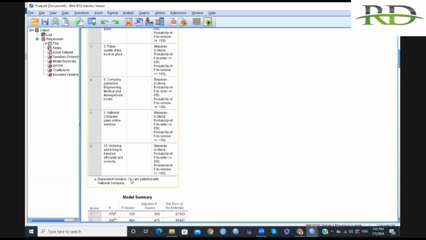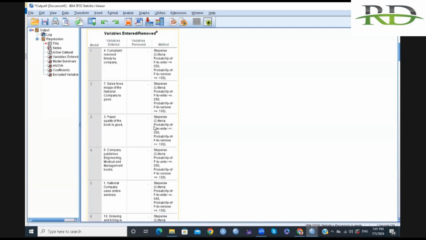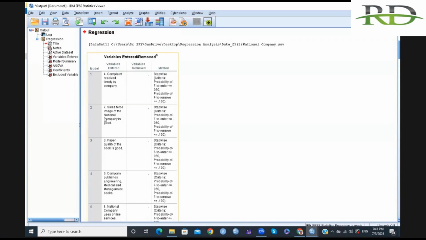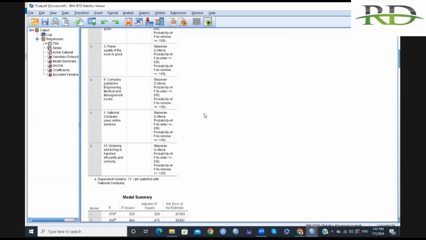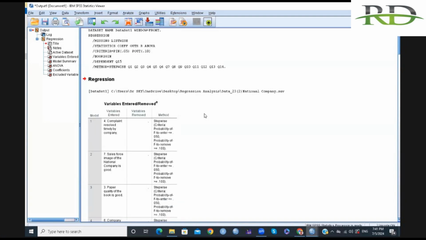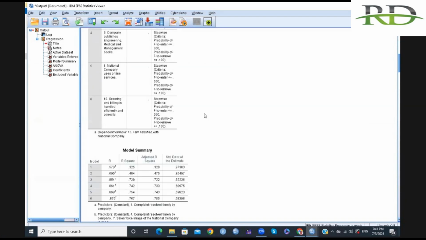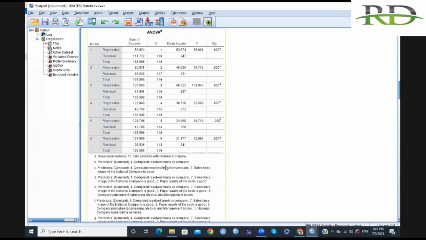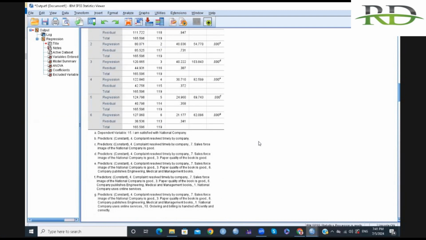So the dependent variable is 15, I am satisfied with the national company, and these are the independent variables. So it has entered only 6 variables out of 14. So this way, and this is the summary. Then again, it has made ANOVA. So out of 14, it has taken only 6. So 8 are not considered.